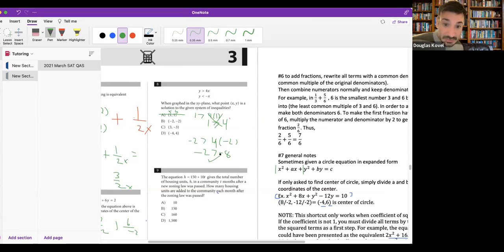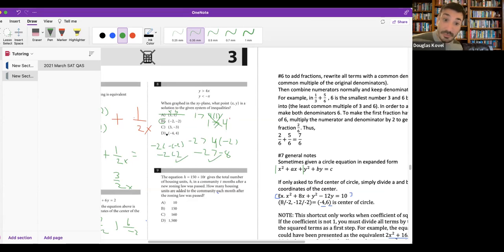That is a true statement, but I can't be sure that's the right answer because it's possible it won't work in the bottom one. So plugging in -2 for x and y into my bottom inequality, I get -2 is less than +2, and that is true. So B would be correct.